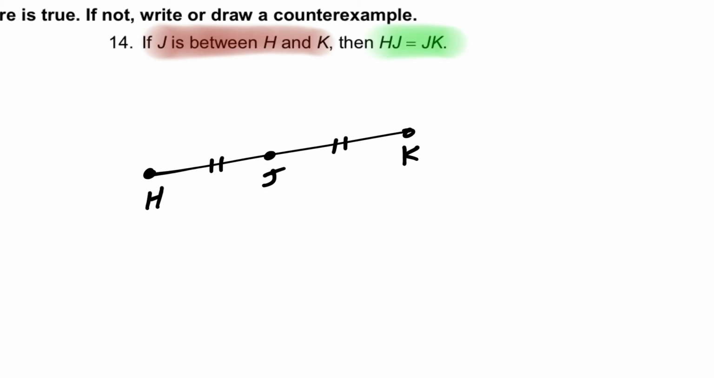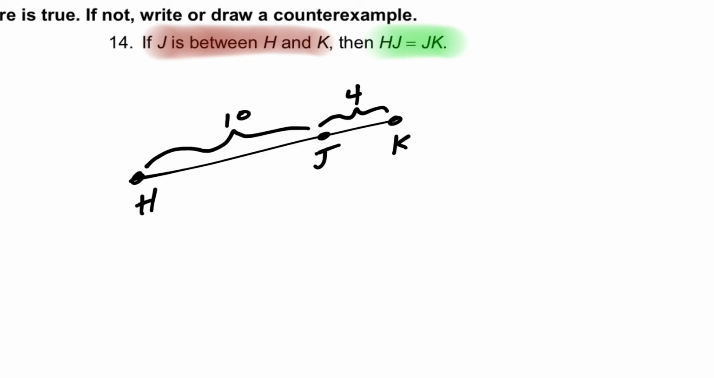But you have to read this red part a little more carefully. Again, it says J is between H and K. It doesn't say anything about J being exactly in the middle, that it's the midpoint between H and K. So I need to erase this. If it looked like that, it was true. But all I need to do is satisfy this red part. So let me redraw this for you. Here's my new drawing.